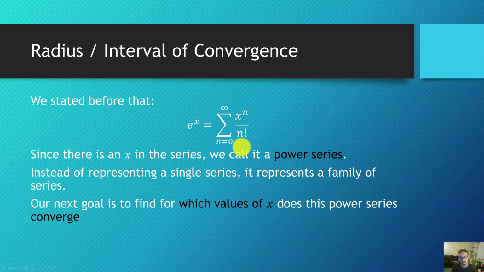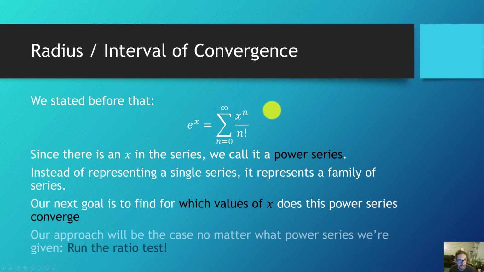So our next goal is to figure out for which values of x does this series converge. If x equals 1, does it converge? If x equals 2, does it converge? Does it matter? Does it converge for all numbers, for only one number? What's going to happen with different values of x? So our approach will be the same no matter what power series we're given. It's going to be to run the ratio test and then use that result to know what happens.